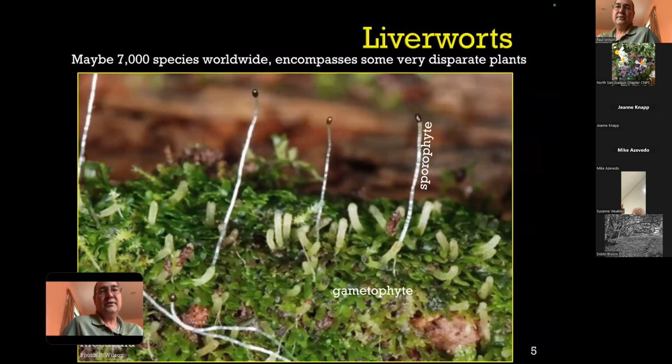First, there's liverworts, and maybe there's 7,000 species worldwide. And these encompass very disparate morphologies. So some are complex thallus liverworts. This one's a simple thallus liverwort, and then there are leafy liverworts. And I'll show pictures of all of those. But anyway, they're very, very different plants that all come under the umbrella of liverwort.